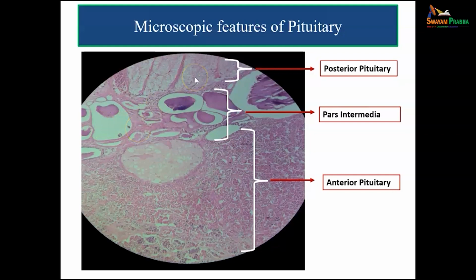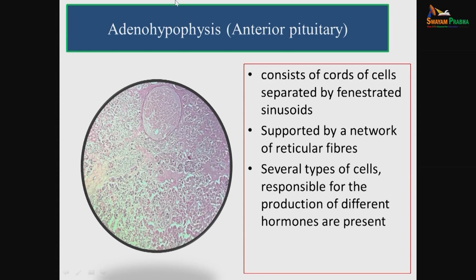The posterior pituitary is made up of nerve fibers which extend from the hypothalamus. There are also some supporting cells called pituicytes. To explain in detail, the adenohypophysis consists of cords of cells which are separated by sinusoids which are fenestrated. They are supported by a network of reticular fibers.